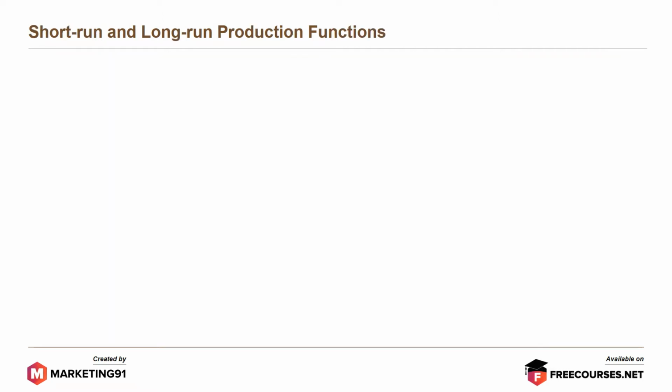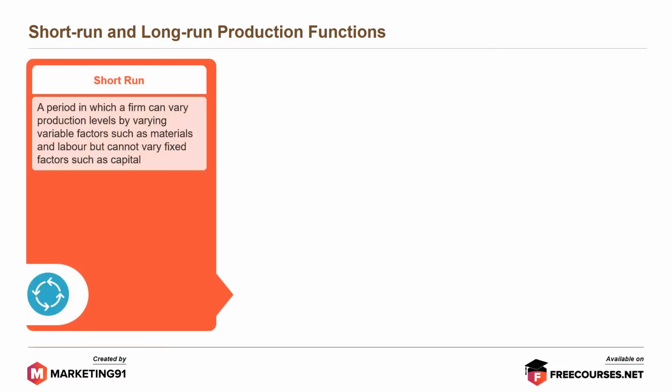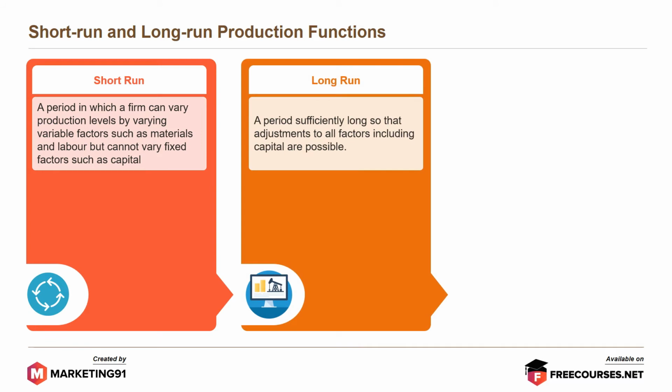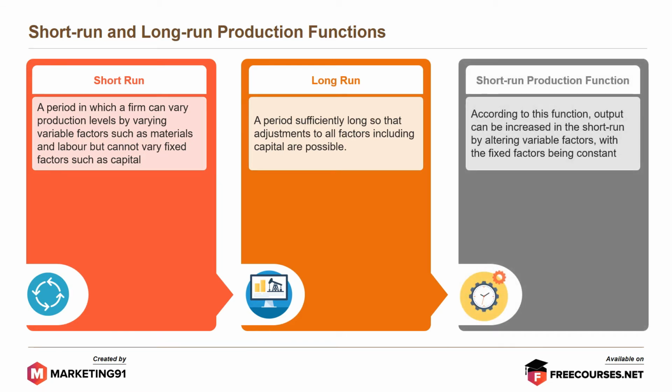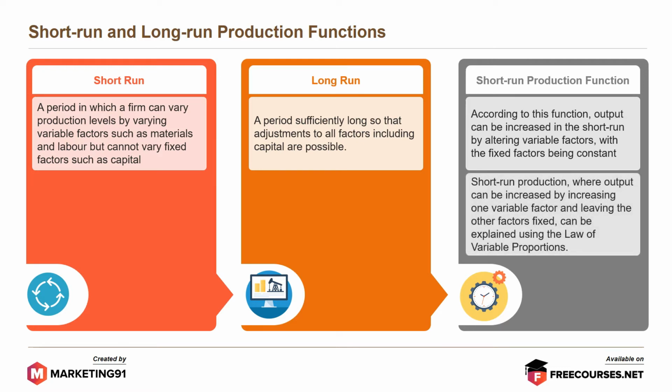Moving on to short-run and long-run production functions. Short-run: a period in which a firm can vary production levels by varying variable factors such as materials and labor, but cannot vary fixed factors such as capital. Long-run, on the other hand, is a period sufficiently long so that adjustment to all factors, including capital, are possible. Short-run production function: according to this function, output can be increased in the short run by altering various factors, with fixed factors being constant. Short-run production, where output can be increased by increasing one variable factor and leaving the other factors fixed, can be explained using the law of variable proportions.